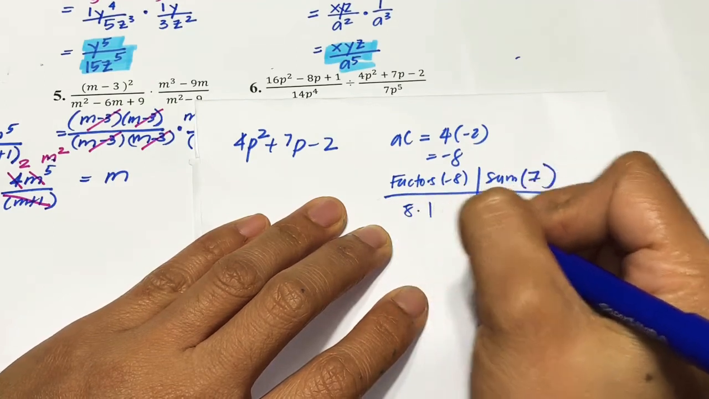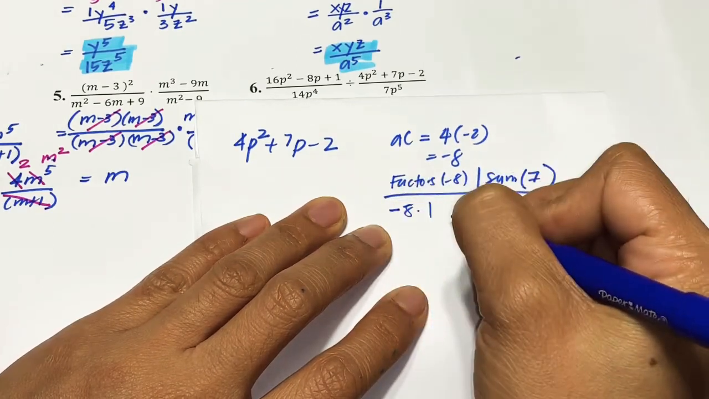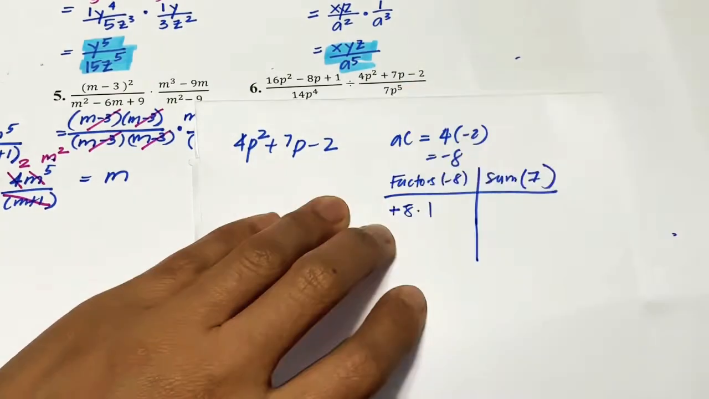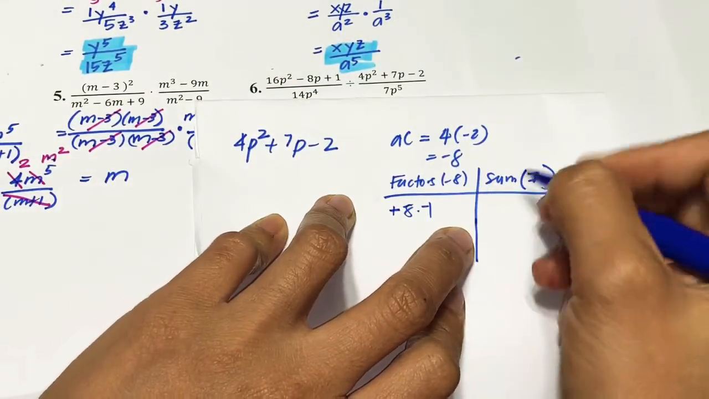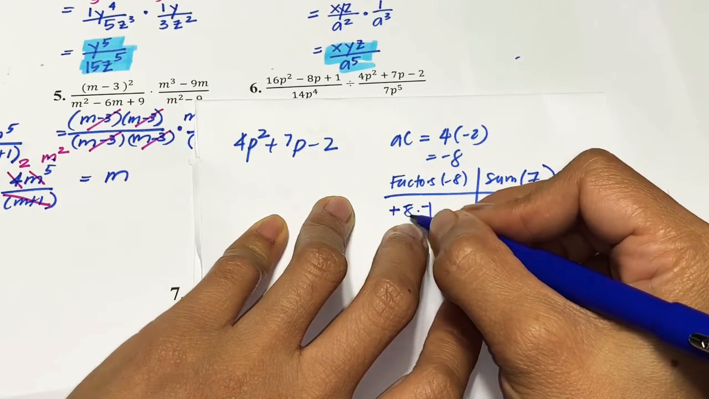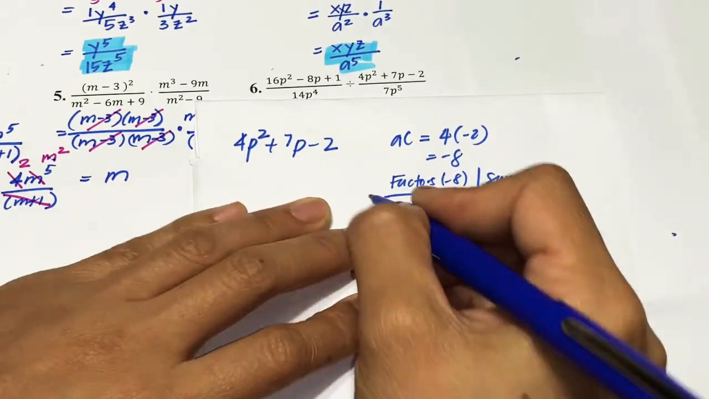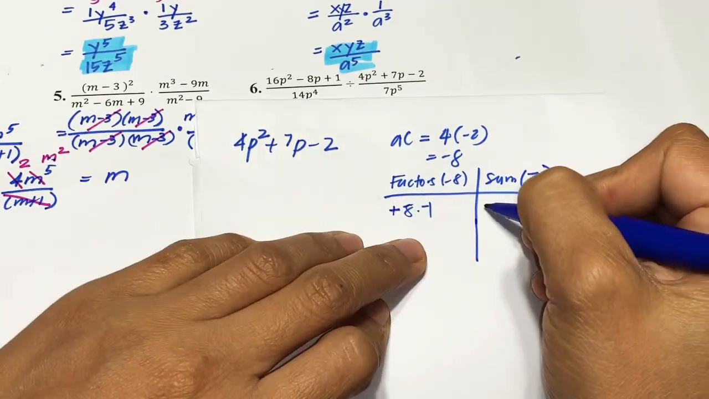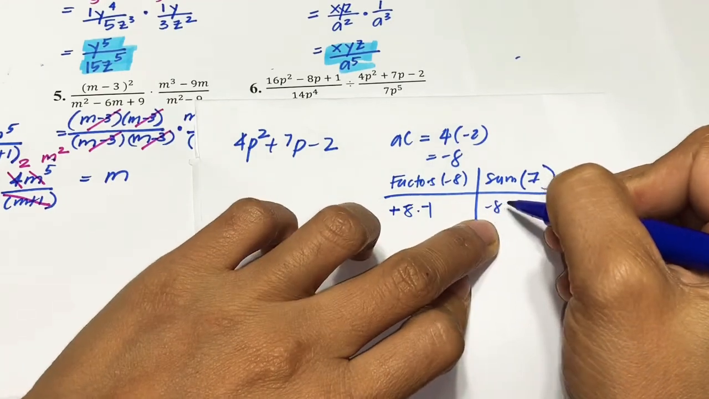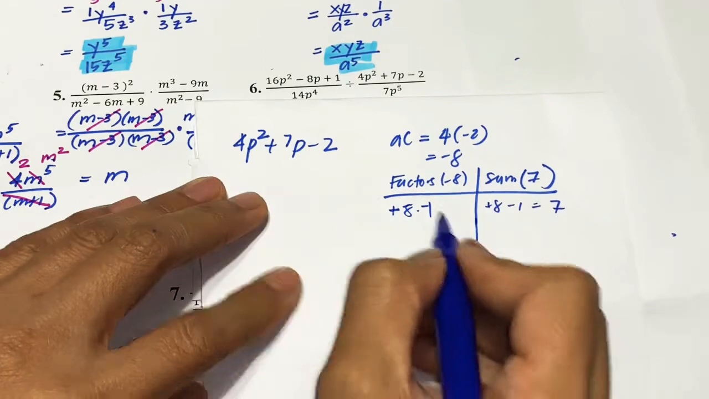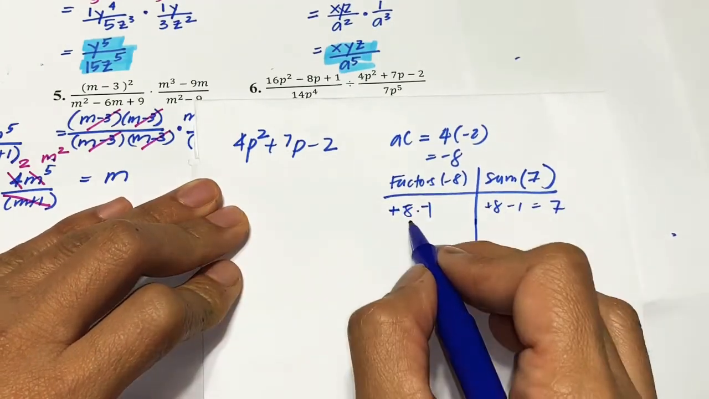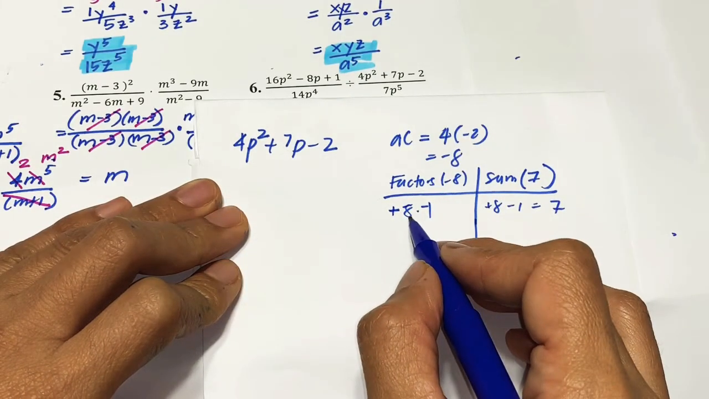Oh, that's already 7. If you put positive 8, minus 1, that's already 7. So no need to do the other ones. Positive 8 minus 1 is 7, so that's the one used. So we're going to rewrite it. Instead of 7, we're going to use 8 and negative 1.